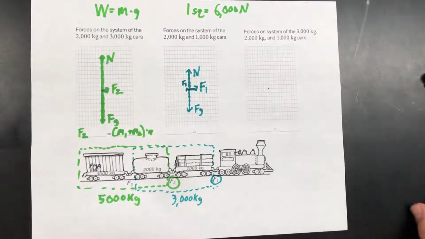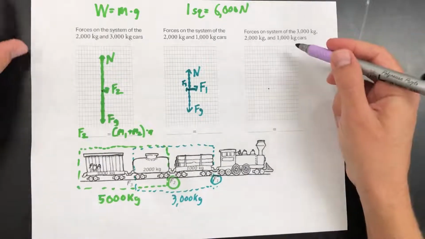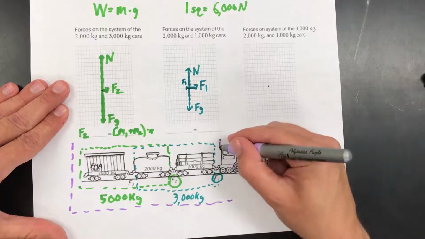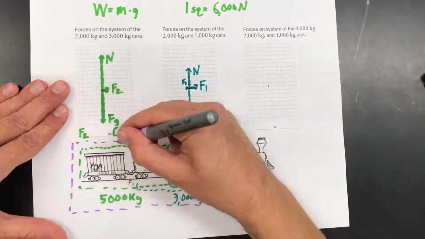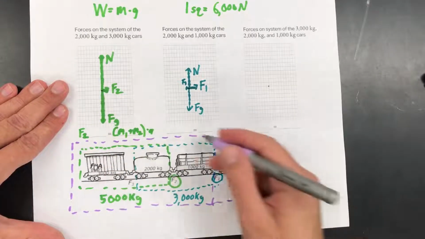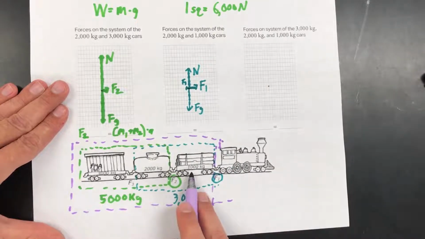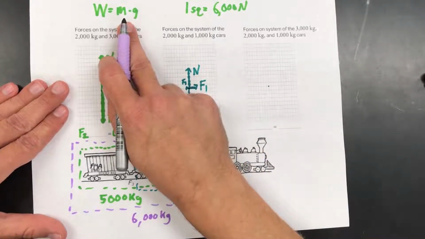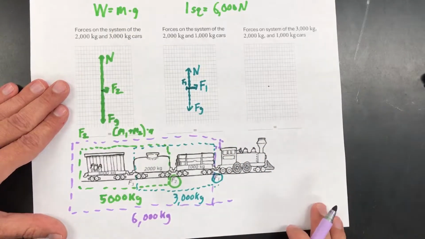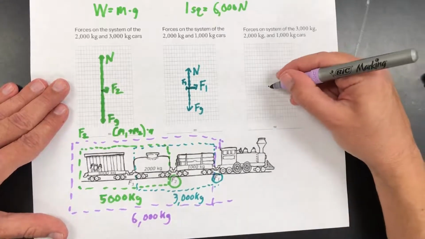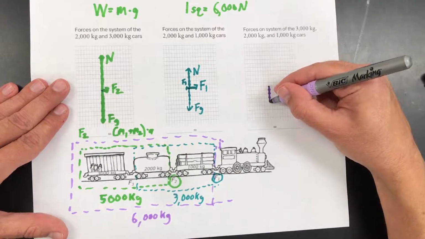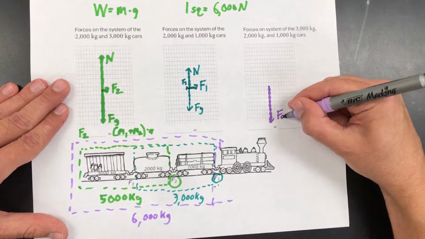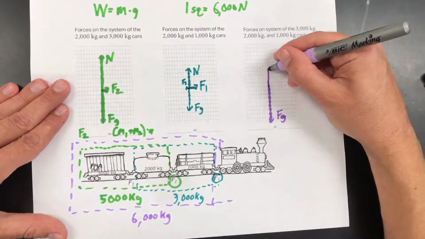So finally, last system that they have here, it is all 3 cars are in the system. So let's add those 3 cars into the system right here. What is the mass of the entire system? 3,000 plus 2,000 plus 1,000 is a total of 6,000 kilograms. If we plug it into our equation here, 6,000 times g which is 10, would be 60,000 newtons. And so that's 10 squares down. 1, 2, 3, 4, 5, 6, 7, 8, 9, 10. All the way to the bottom there. So Fg here, and the normal force up would also be 10.